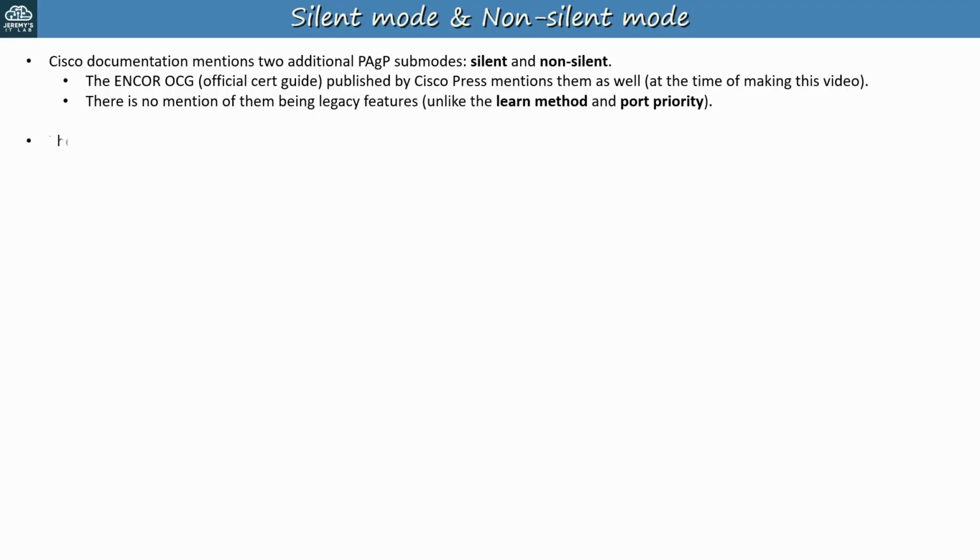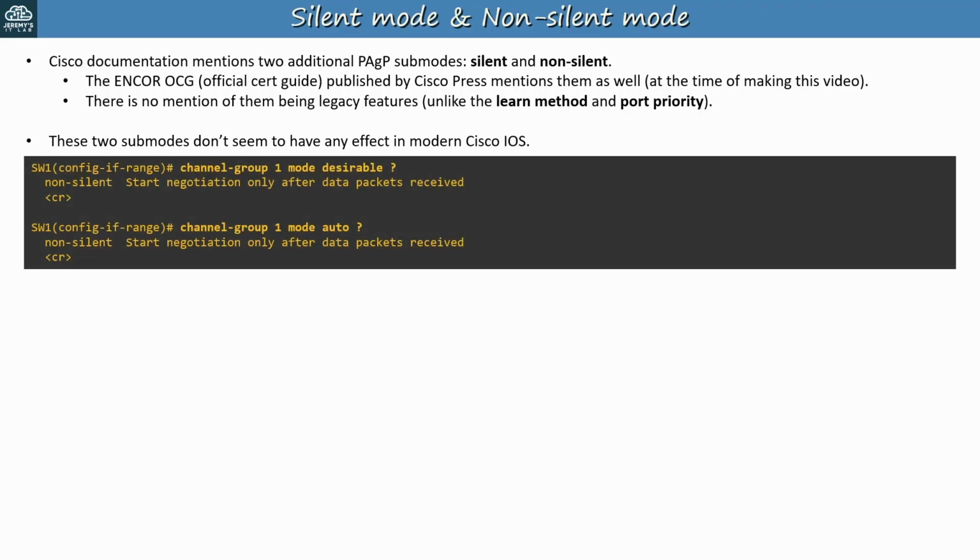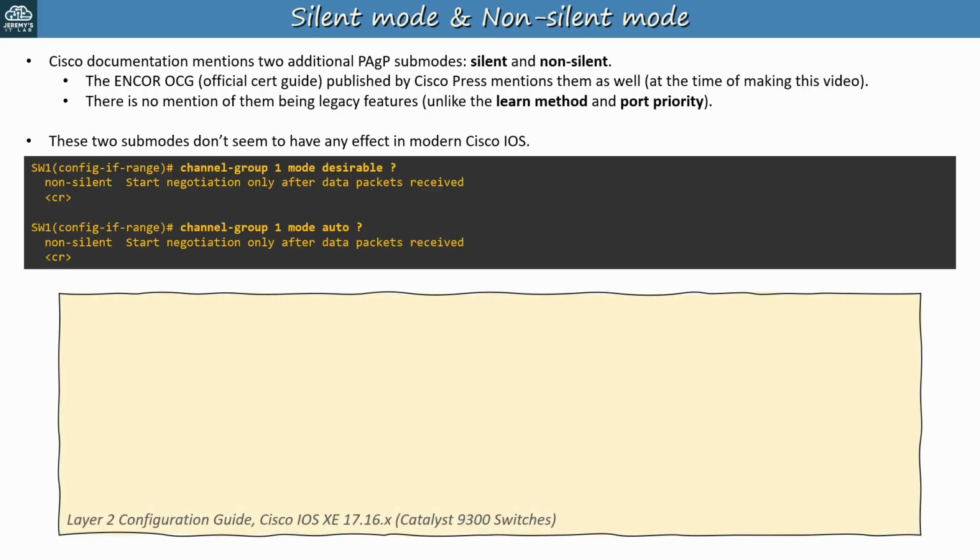That said, these two submodes don't seem to have any effect in modern Cisco IOS. The configuration commands still exist, however. When configuring a port in PAgP desirable or auto mode, you can optionally add the non-silent keyword, and it says start negotiation only after data packets received. The default is silent, so there is no keyword for silent mode. Let's see what Cisco's docs have to say about it.